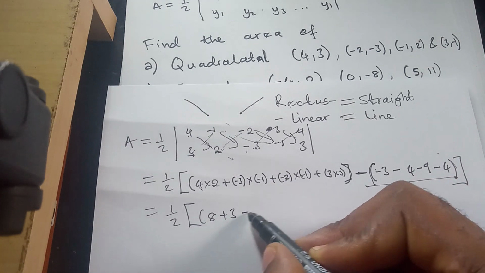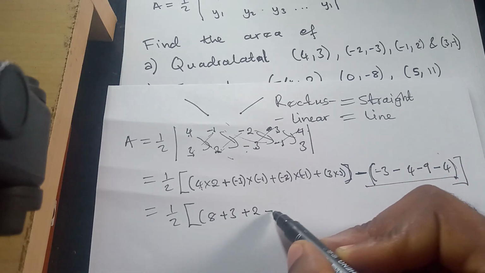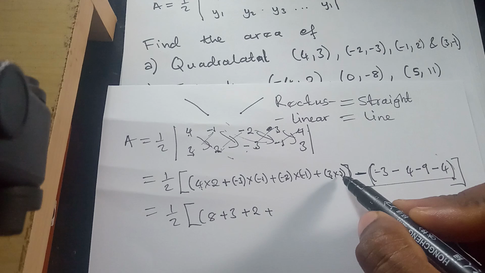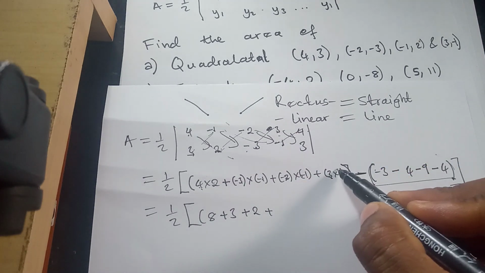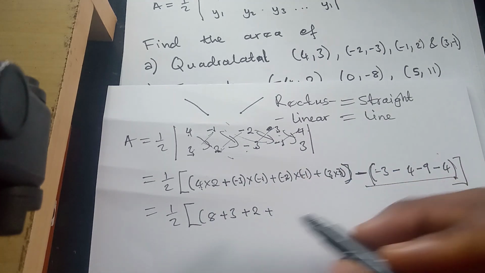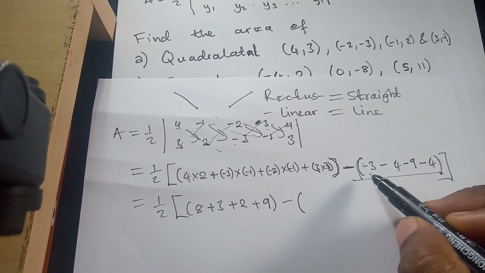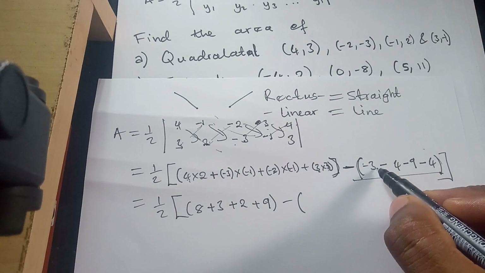Negative 2 times negative 1, we have positive 2. 3 times, which one is this? 3 times 3, I think this is 3 times 3. We have a 9 minus, and then we can simplify this side.